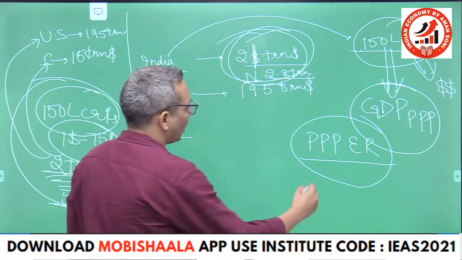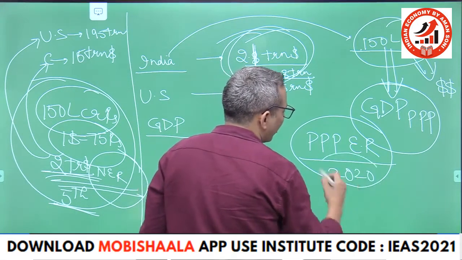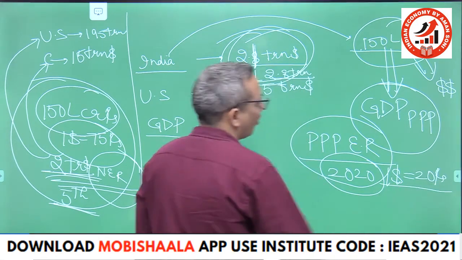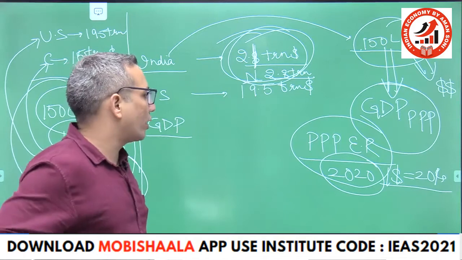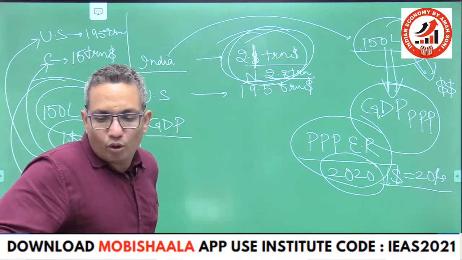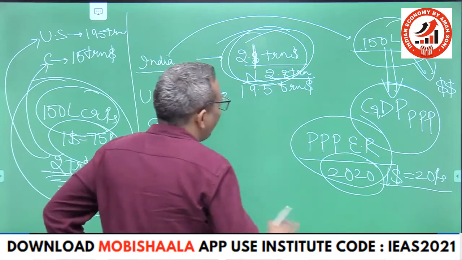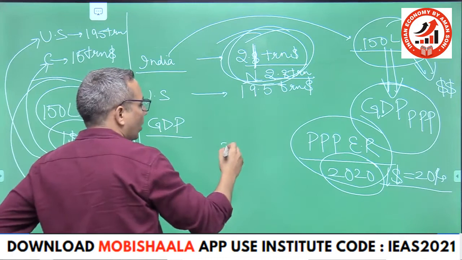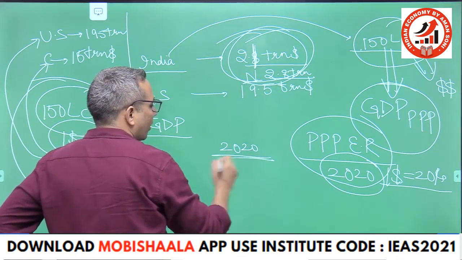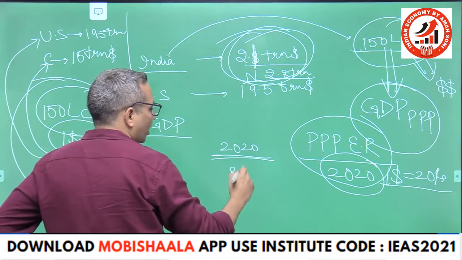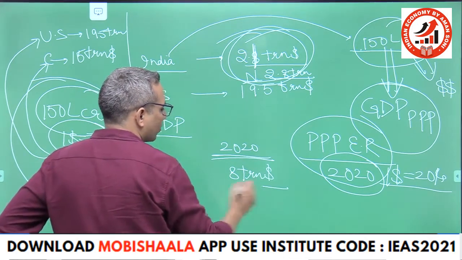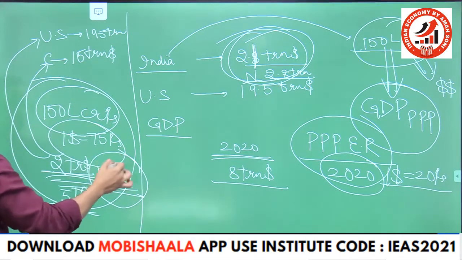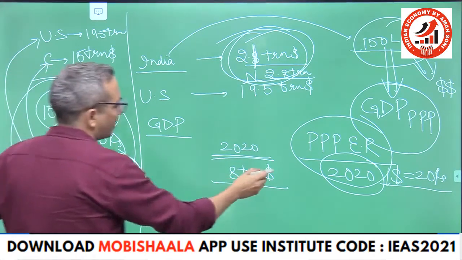And in the year 2020, $1 was equal to 20 rupees, around 20 rupees in PPP exchange rate. So if we go by that exchange rate, India's GDP in 2020 in PPP exchange rate was coming out to be $8 trillion. Alright, nominal exchange rate just $2 trillion, in PPP exchange rate $8 trillion.